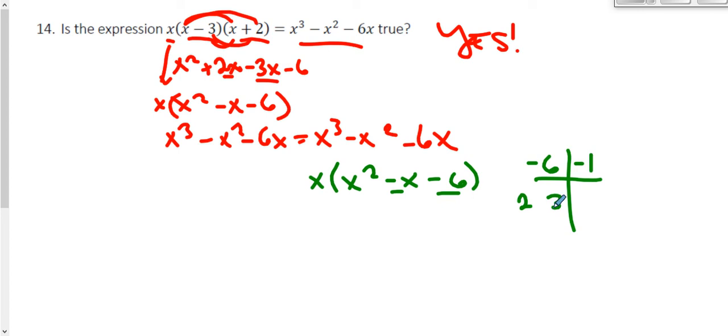We're going to end up with an x and a positive 2, and an x with a negative 3, and this x that was our GCF. And you'll see that's exactly what we started with on the left. So either way, you can show that these two equations are indeed equal to each other.